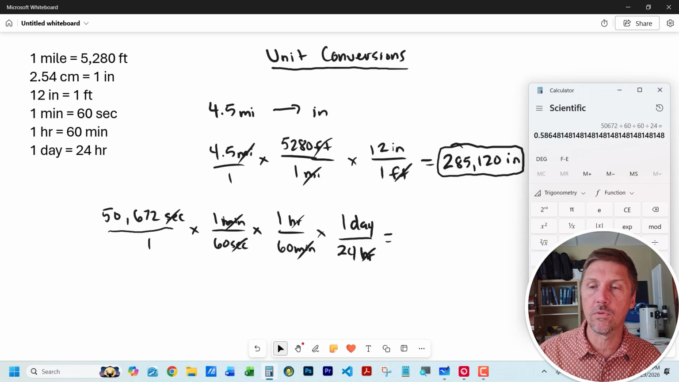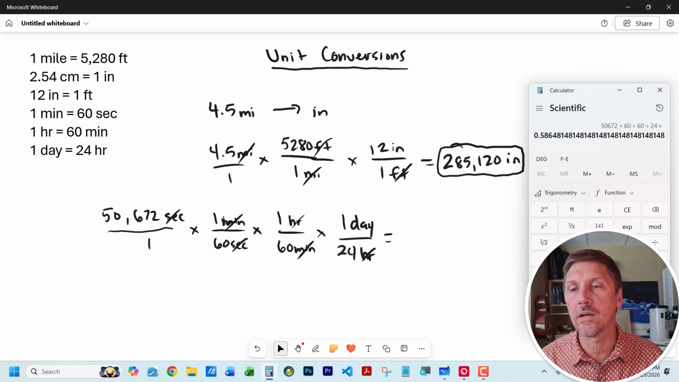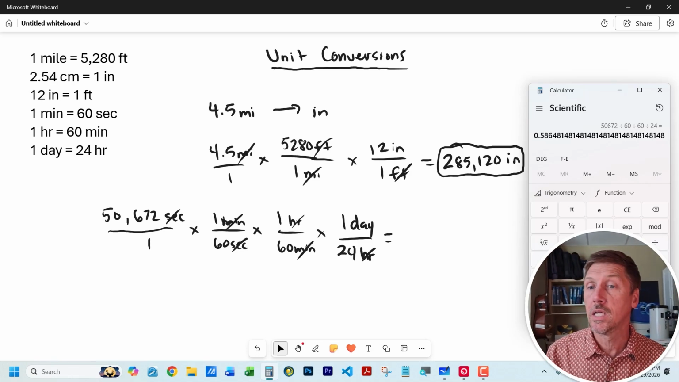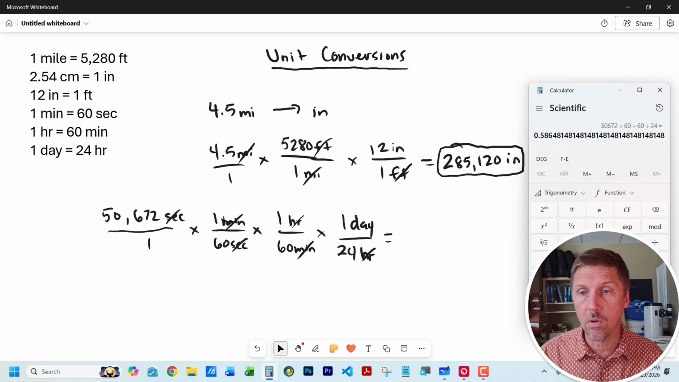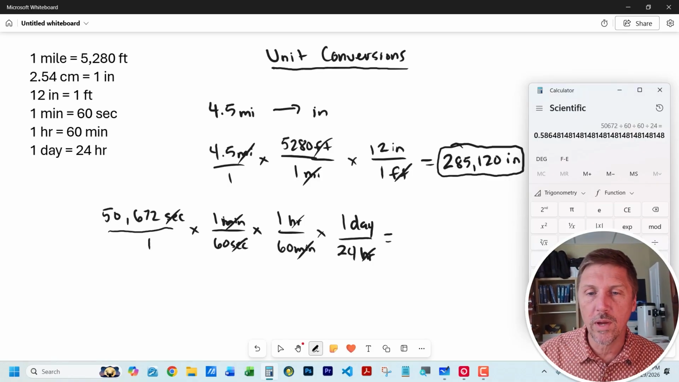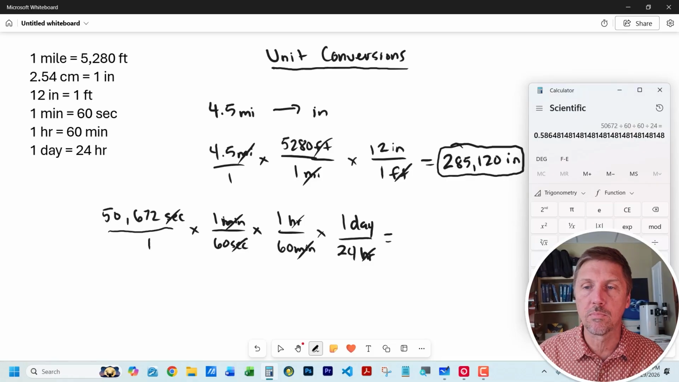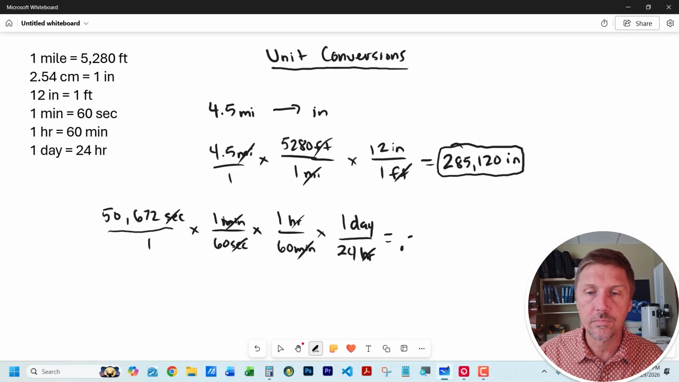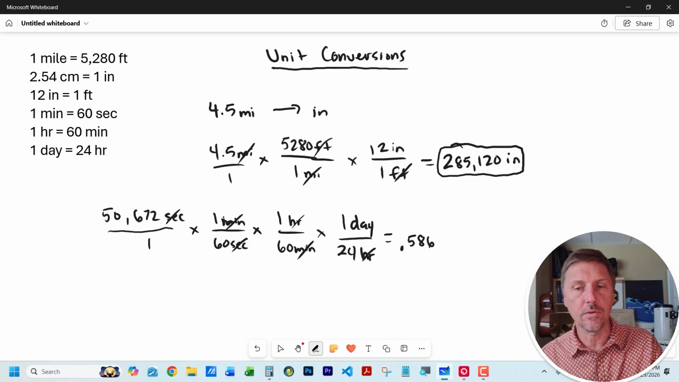We can see up top what the full calculation was, right? 50,672 divided by 60, divided by 60, divided by 24. I don't want to write out that whole number, so we're going to round it. We'll just round it to 3 decimal places, and we'll say it's 0.586. And all of our units canceled out except for this day unit here.